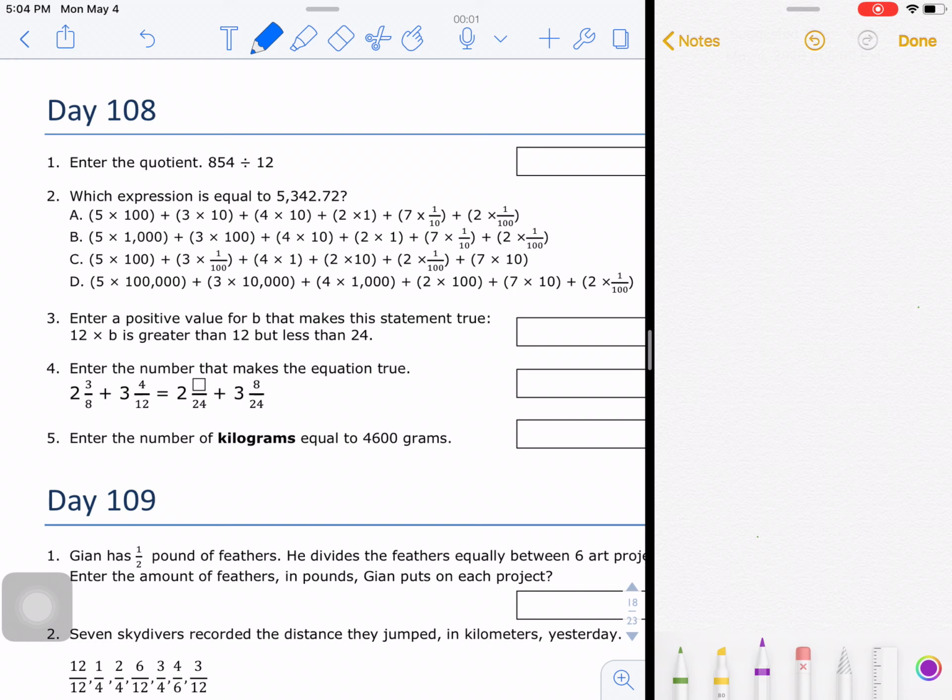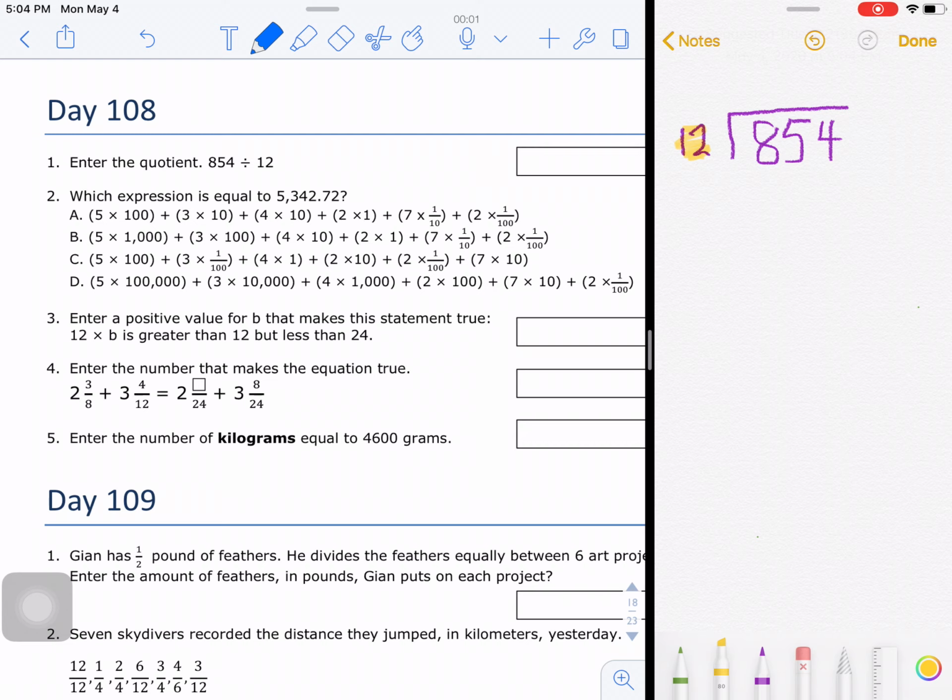Number 1, enter the quotient 854 divided by 12. So, we have a division problem, and our dividend is 854. Our divisor is 12, and we're looking for the quotient. So what I want to know is how many 12s go into 854.